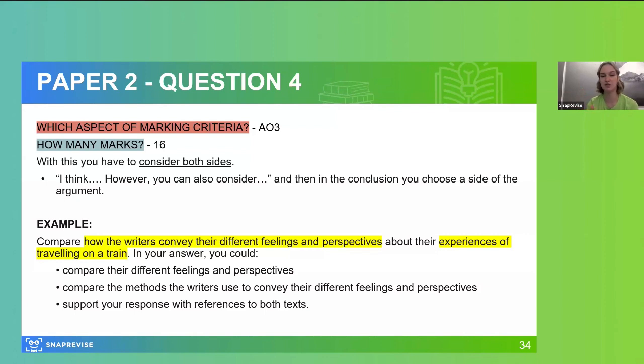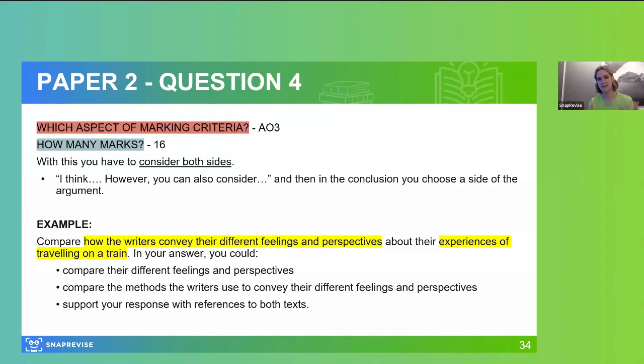So again, it would be good to, instead of doing one paragraph for source A, one paragraph for source B, find any things where they use the same literary techniques to describe their different feelings or perspectives. You could analyze whether one is more or less effective than the other, whether you relate to one more than the other.